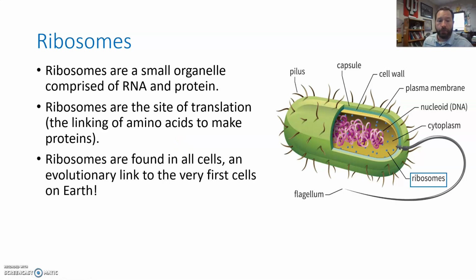Every cell on Earth has ribosomes. You have ribosomes in your cells. I have ribosomes in my cells. Your dog has ribosomes in its cells. Every cell has ribosomes. It's an evolutionary link to the very first cells on Earth.